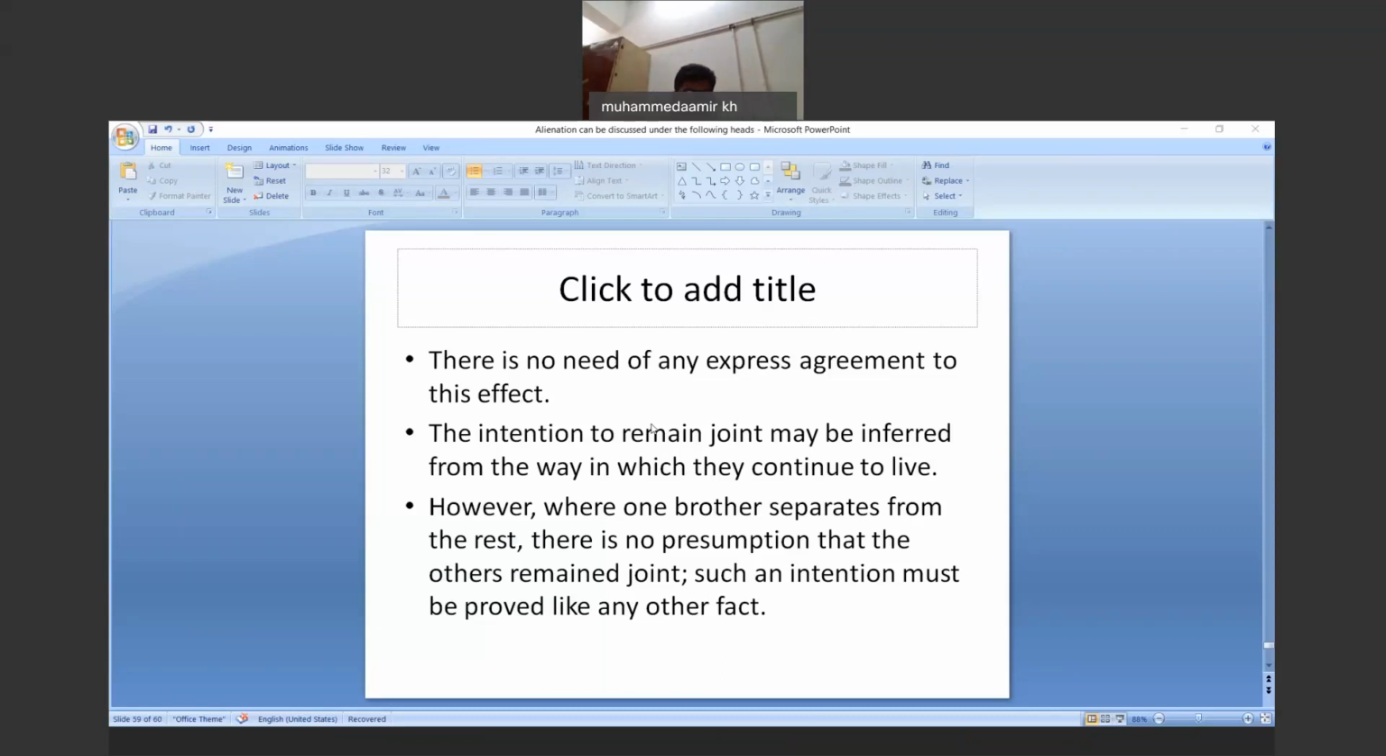So when one brother separates from the rest, there is no presumption that the others remain joined. Such an intention must be proved like any other fact, and we have seen who has to prove it. The burden is on the party who asserts the existence of a particular state of things, who is trying to say that there is such a thing. That is the person whom the court will ask to prove it, on the basis of which he claims the relief. Is it clear to you? Okay.